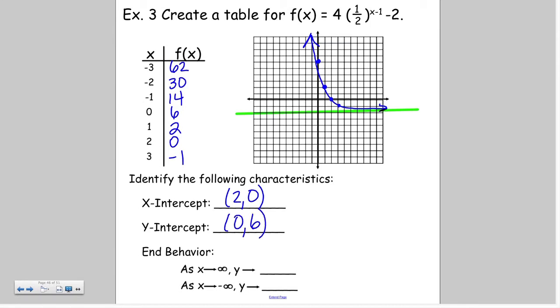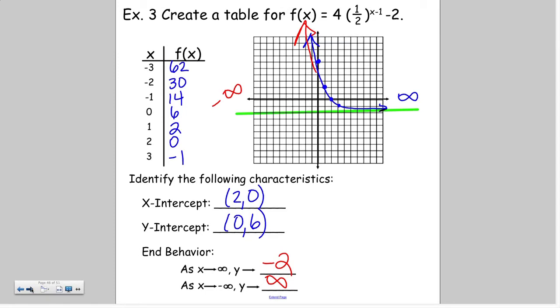Alright, now for my end behavior, as x is going out towards positive infinity this way, those y values are getting close to my asymptote at negative 2. As x is going out towards negative infinity up here, these y values are going straight up towards positive infinity. So for exponentials, one of your end behaviors is going to be that asymptote. Where that graph starts straightening out is going to be an end behavior because it's approaching it.